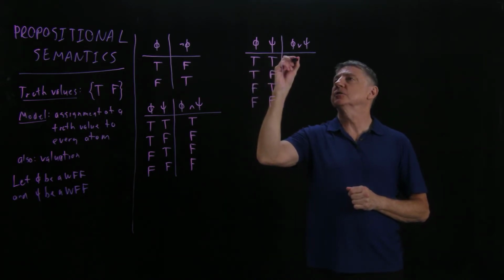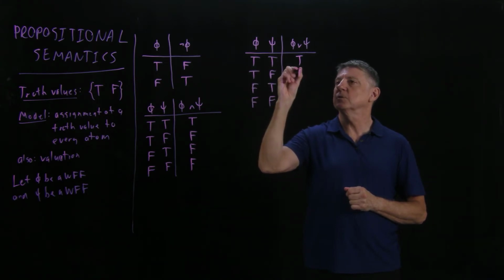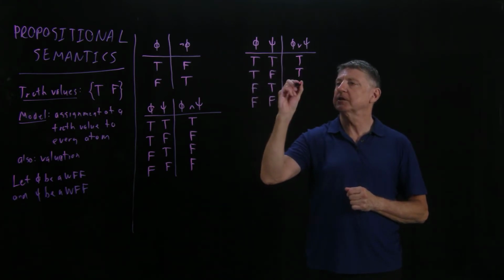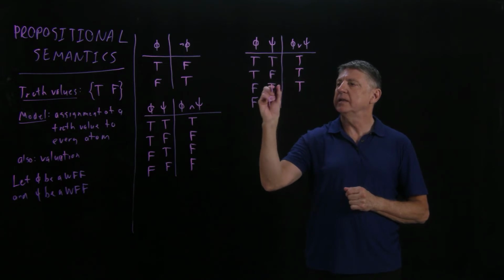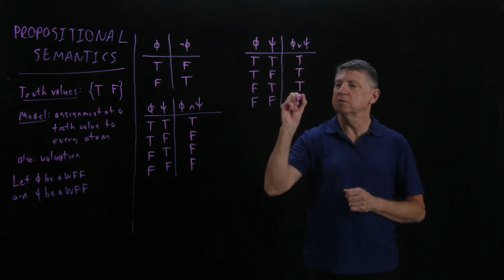Here the left disjunct is true, so it's true. Here the left disjunct is true, so it's true. Here the right disjunct is true, so it's true. And here neither disjunct is true, and so this is false.